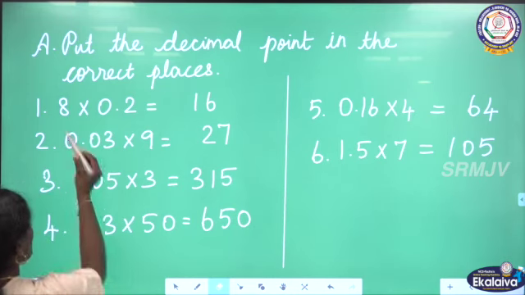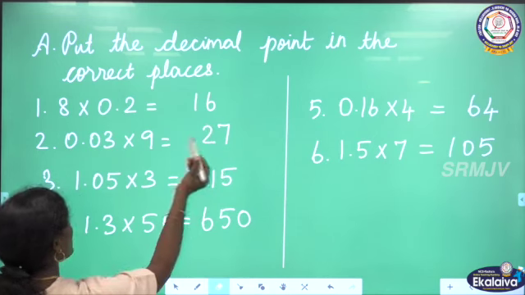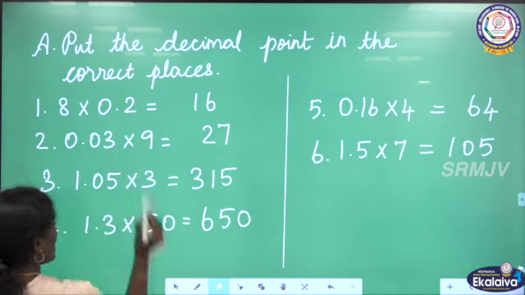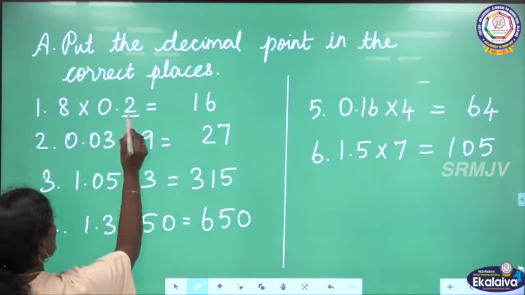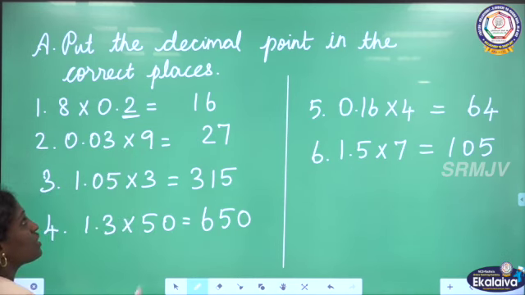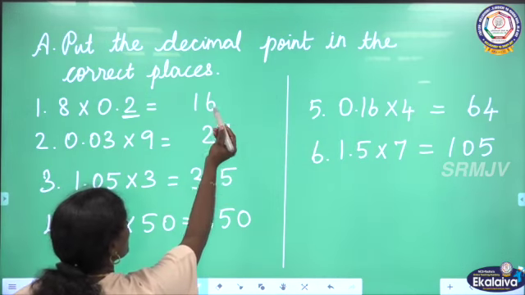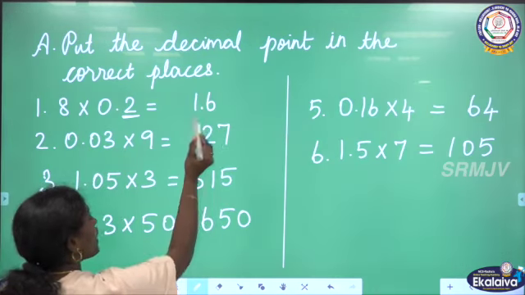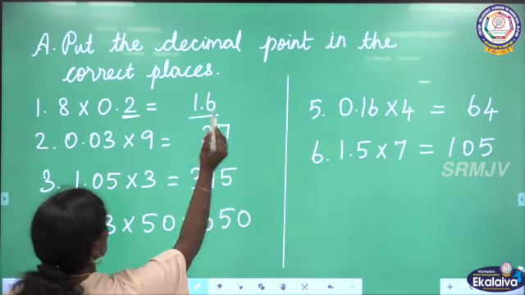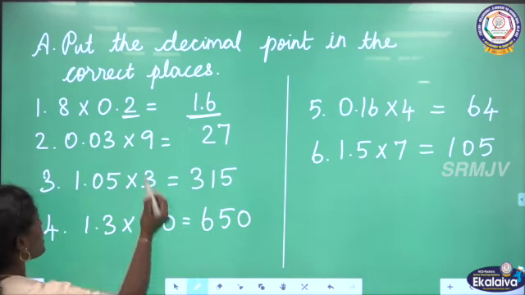See the first question, 8 into 0.2. Here 8 2s are 16 and the answer is given. We are going to keep the decimal point alone. In the question, how many decimal places are there? Here only one decimal place. After the decimal point, only one digit is there. So, in the answer also we need only one decimal place. So, from the last, before one digit we have to keep the decimal point. Here 8 into 0.2 is 1.6. Okay.